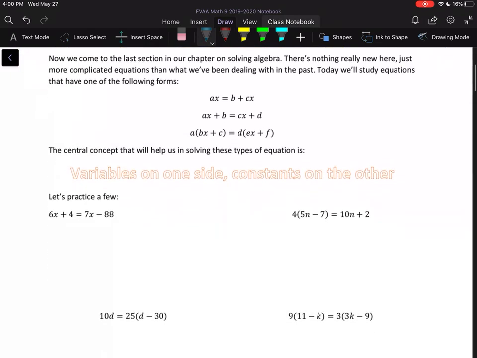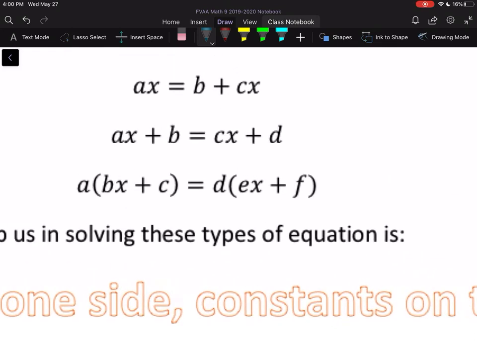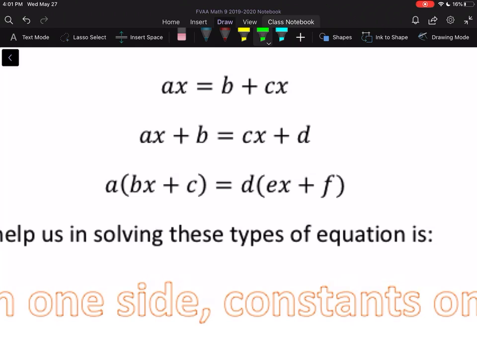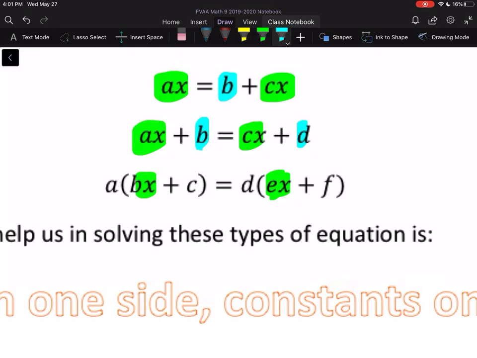Okay, so now that we come to the last section in our chapter on solving algebra, there's nothing really new here, just more complicated equations than we've been dealing with so far. Today we'll study equations that have one of the following forms. The first situation is when you have variables on both sides of the equation and one constant, one number that isn't a variable. The next type of equation is when we have variables on both sides of the equation and constants on both sides of the equation. And the last one will be variables on both sides of the equation, and also constants and brackets on both sides of the equation.